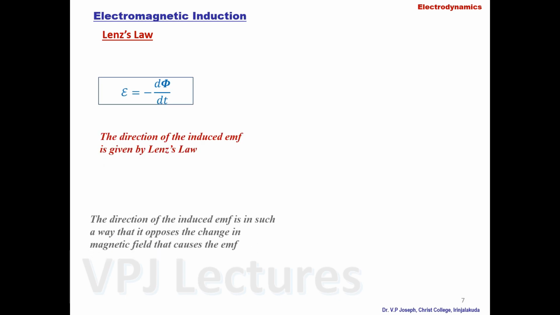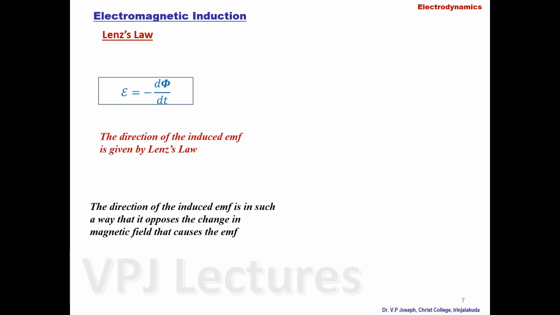Now, the minus sign associated with Faraday's law, or the flux relation E is equal to minus d phi by dt, is given by the famous Lenz's law. Lenz's law gives the direction of the induced EMF. The direction of the induced EMF is in such a way that it opposes the change in magnetic field that causes the EMF.